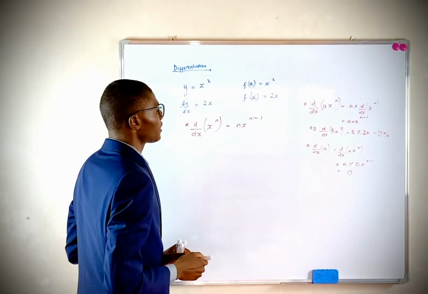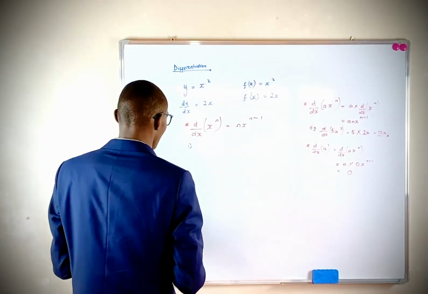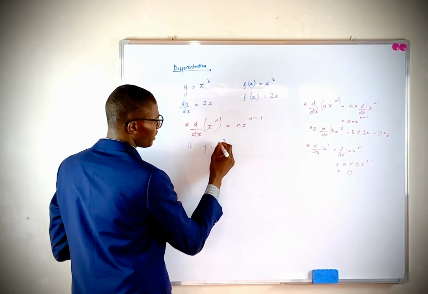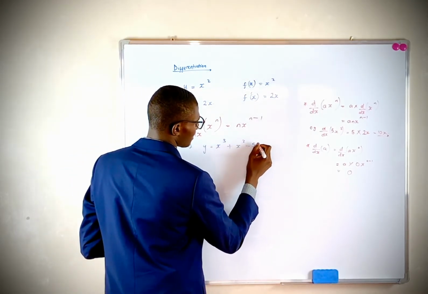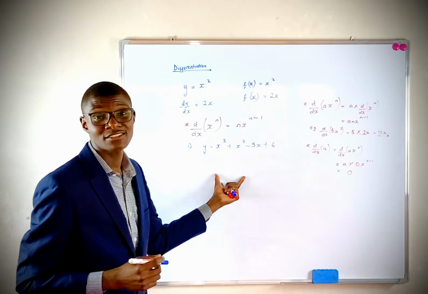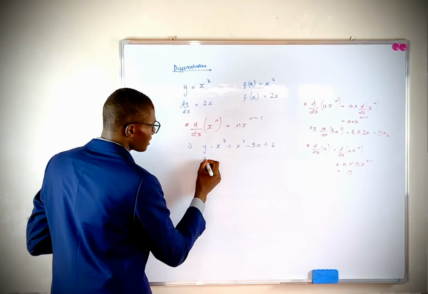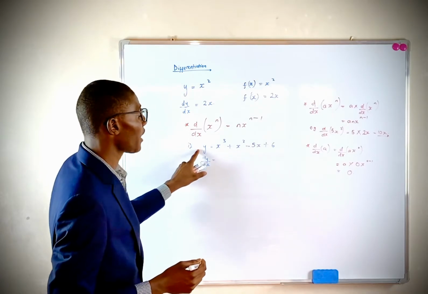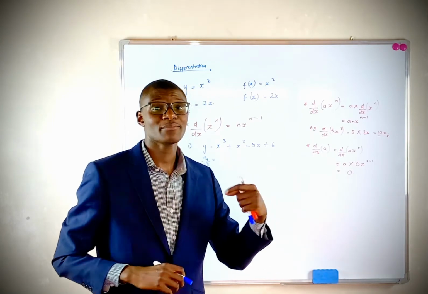Okay, so now, first example, say we've got a function y is equal to x to the power of 3 plus x squared minus 5x plus 6. And we are asked to calculate the gradient function, which is dy by dx. So dy by dx implies that we are differentiating y with respect to x. So now what we shall do here is differentiate term by term.